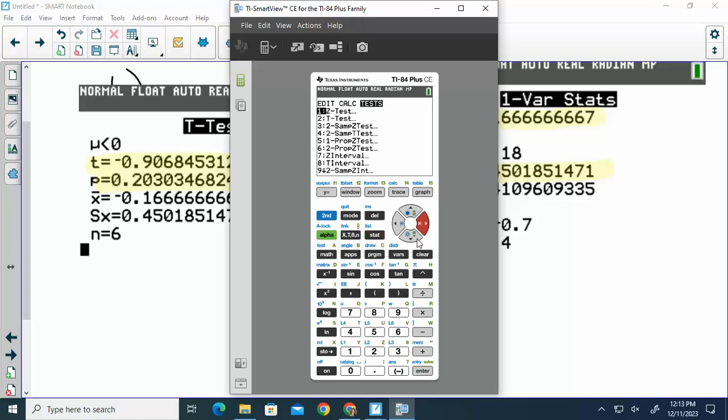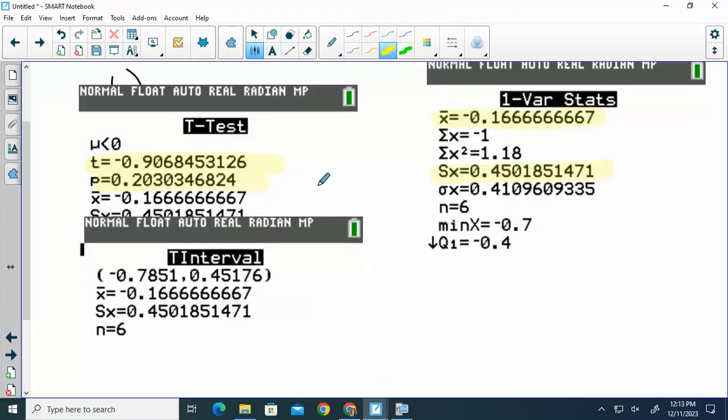Then part D, a 98% confidence interval for the difference. So we are looking at a t interval, number 8, based off the data. List is L3, confidence level 0.98. Calculate. And we get that interval. Everybody okay on that one?